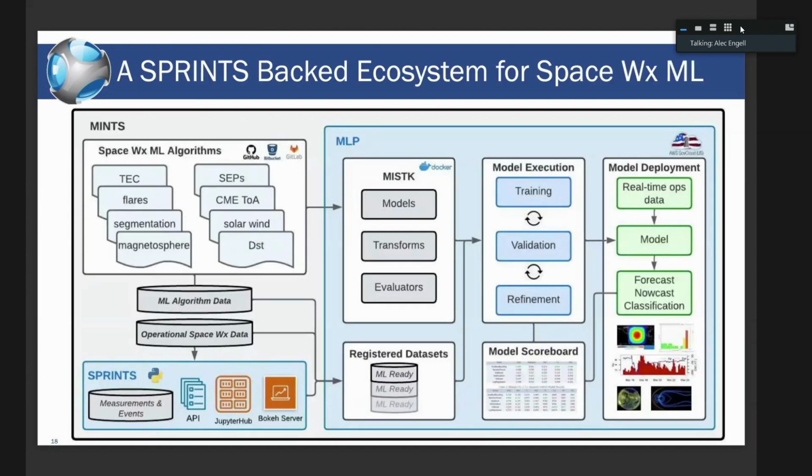I'm not going to spend time on it. Again, we use SPRINTS to a degree here. SPRINTS' entire ecosystem is on the bottom left, that little block there. The machine learning platform, that's everything on the right that you care about in terms of running your machine learning model: transforms, evaluators, doing the training, validation, refinement, and then your deployment into real-time operations. And then also having a scoreboard, not dissimilar from what CCMC has. And then your models, your algorithms, are coming in from the top left.